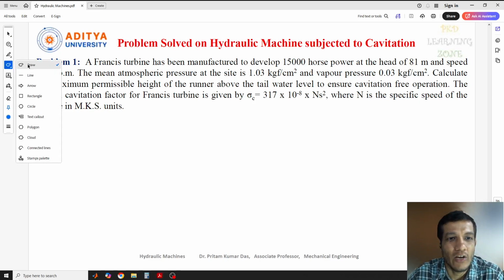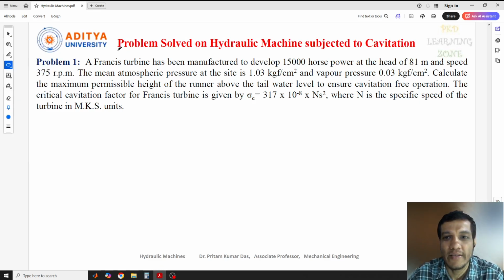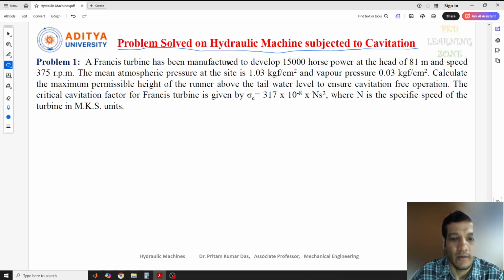In this lecture, we will solve a problem on hydraulic machine subjected to cavitation. In our last lecture, we discussed the theory part of the hydraulic machine subjected to cavitation, like how cavitation affects the turbine and pump. So based on that theory, we'll solve this problem.